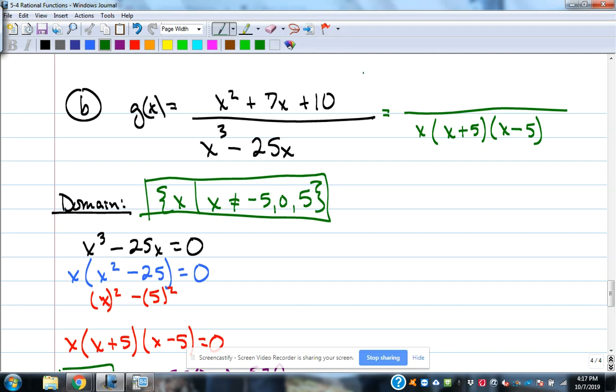So we need something that multiplies to be 10 and adds to be 7. 10 and 1 would add to be 11. Only other way to multiply to be 10 would be 5 and 2, right? And those add to be 7, so that's the right pair. And because there's nothing in front of x squared, that means it's going to be x plus 5 and x plus 2. What cancels out?